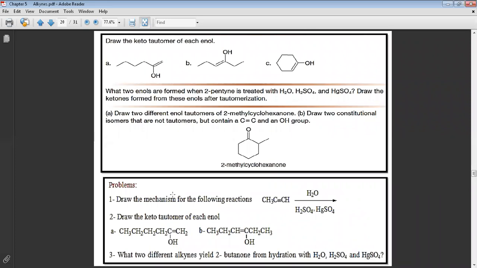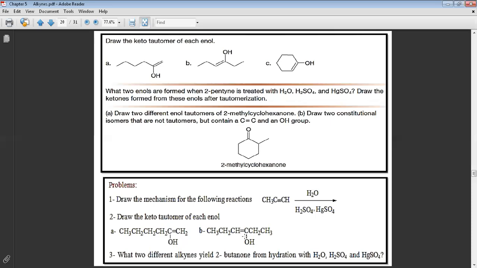The second one here, draw the mechanism for the following reaction. How many steps? Students, 5 steps for this reaction. Remember that, 5. The second homework, draw the keto tautomer for each enol. I just give you the enol. I want you to write the keto tautomer. How? The double bond comes to here, the proton here. This also, just the proton here, the double bond here. It is so easy.